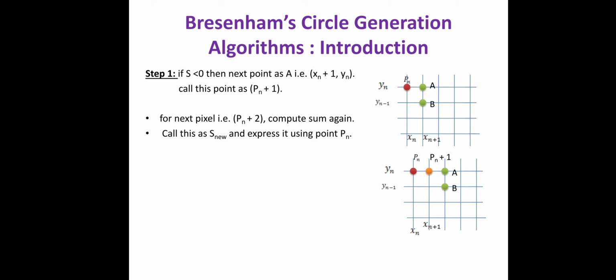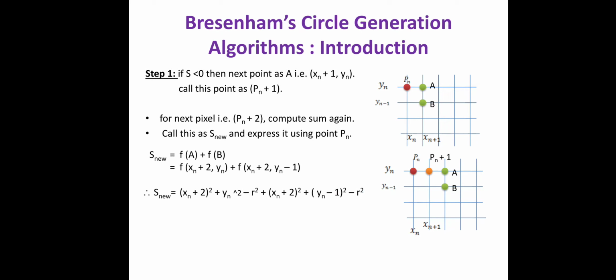Okay. Again from this A and B, how am I going to calculate the next point, meaning what will be the equation for that particular thing. So, I will call the selection of this next point S new. S new is nothing but again I am going to take the summation of f of A and f of B. Okay. So what are the coordinates of A? The coordinates of A are xn plus 2 and yn. So you can see that the coordinates of A are xn plus 2 comma yn.